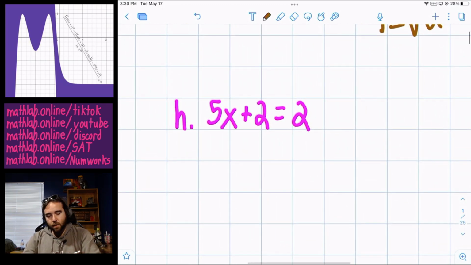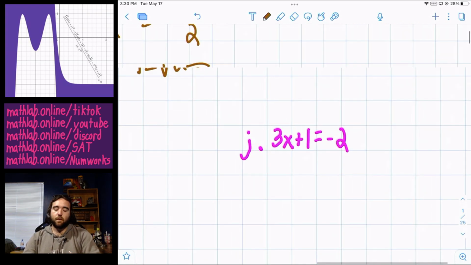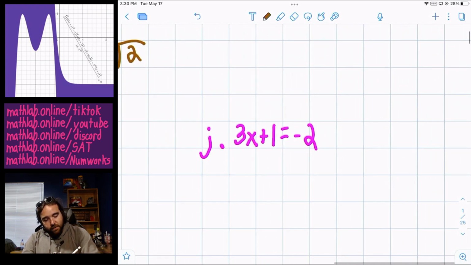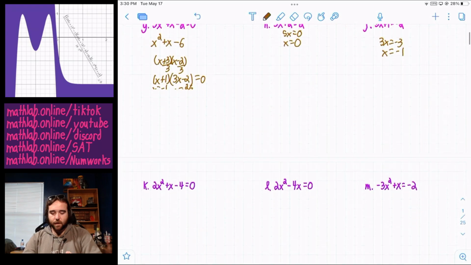All right. This one is a nice little break. We just subtract 2 from both sides, divide by 5. A nice other little break, subtract 1 from both sides, divide by 3. Awesome.